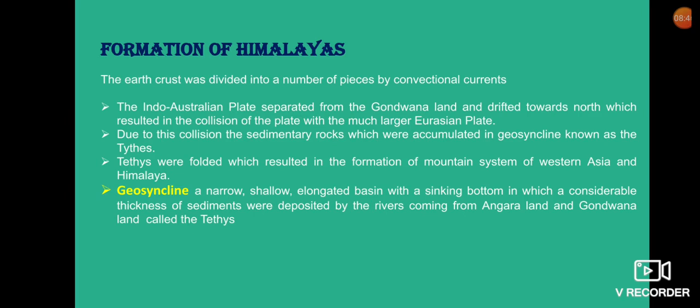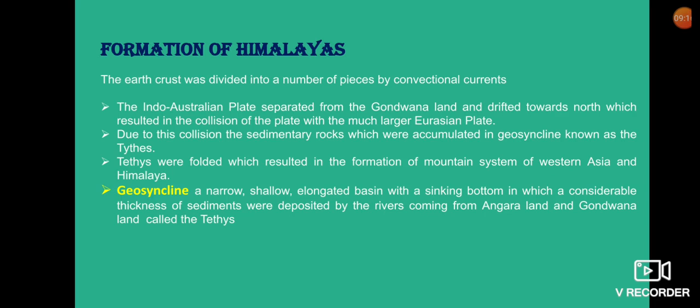It collided with the much larger Eurasian plate. The northern edge of the Indo-Australian plate was pushed beneath the Eurasian plate. Under the impact of this collision, the sedimentary rocks of the enclosed ocean were folded to form the mountain system of Central Asia, including the Himalayas.